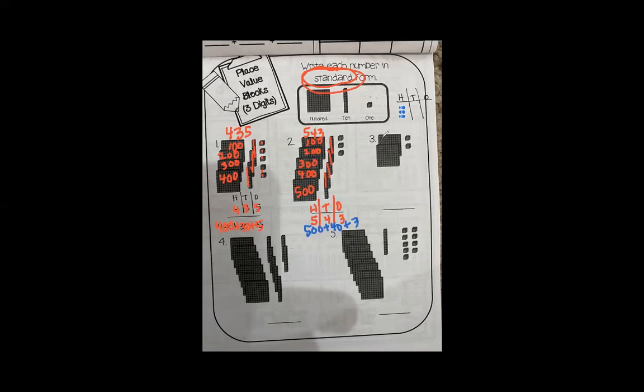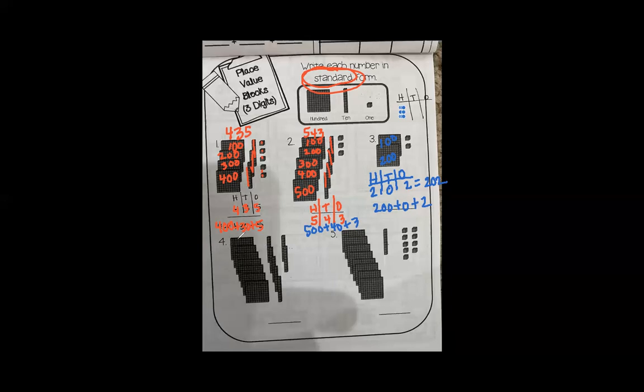Number 3, we have 100, 200. We have a hundreds place, a tens place, and a ones place. How many hundreds do we have? 2 hundreds. How many tens? 0. How many ones? 2. So my number in standard form is 202. To write this number in expanded form, I would write 200 plus 0 for the 0 tens plus 2 for the ones place.